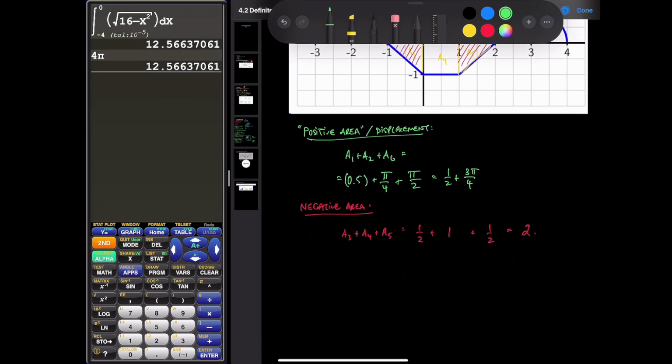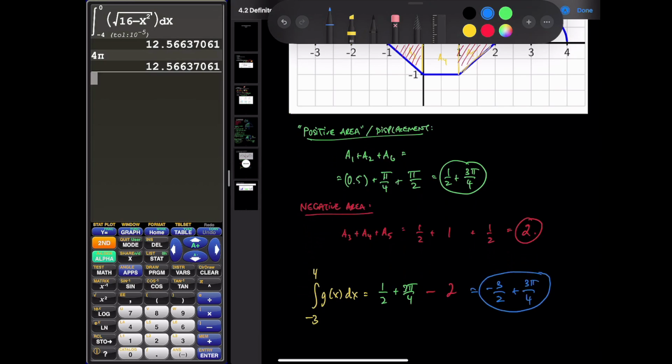So I have my positive area is this. My negative accumulation, my negative area is here. And so the whole integral from -3 to 4 of g of x dx is equal to this positive displacement. It's the net, right? Minus 2. And so, all that together, 1/2 minus 2 is -3/2 plus 3/4 pi. And we can leave this in exact form since it's geometrical.